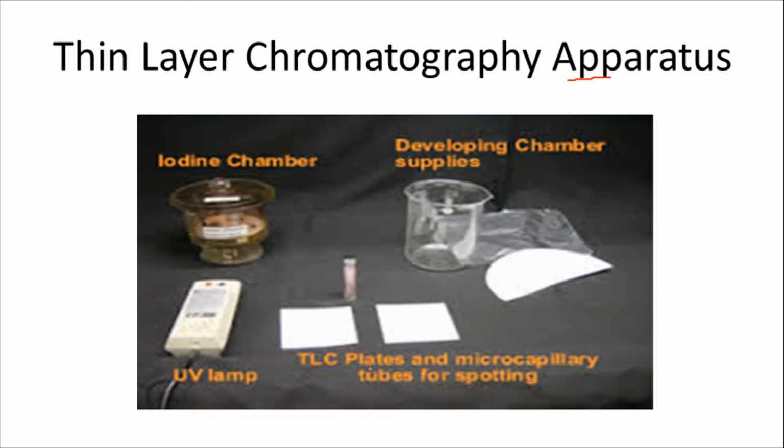TLC plate as a stationary phase, microcapillary tube used for sample spotting. Developing chamber means here we are taking the mobile phase and we are placing the silica gel or adsorbent coated plates. And finally, we are closing the chamber for some time, so the mobile phase tries to get partitioned.